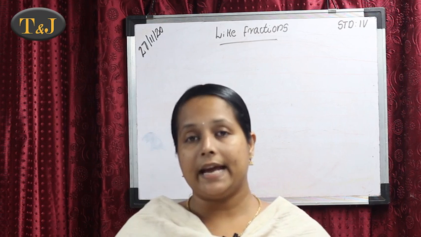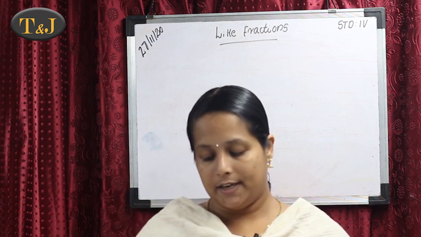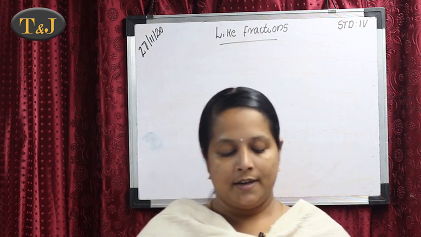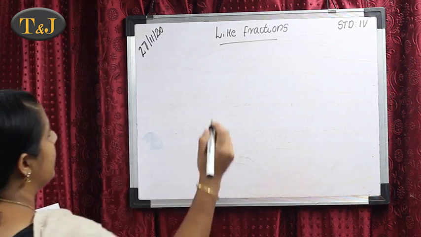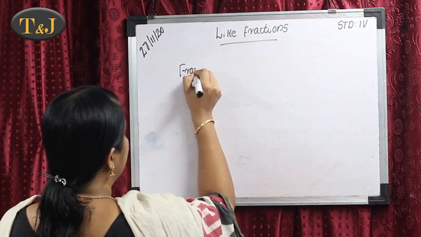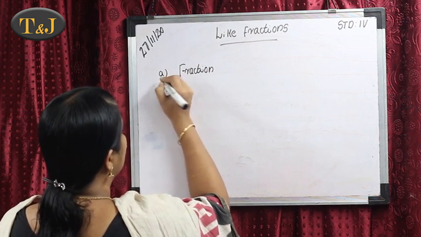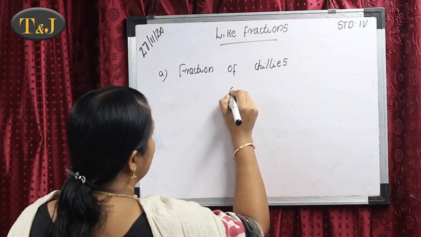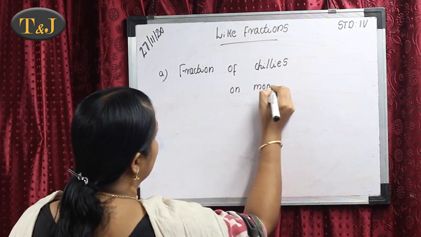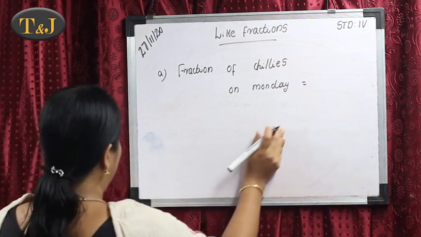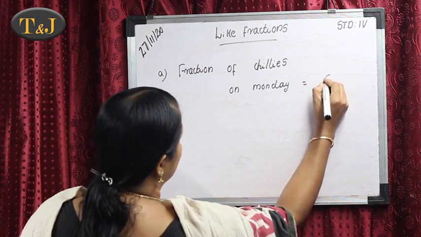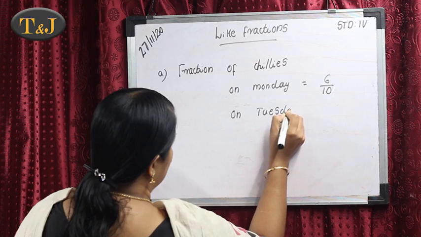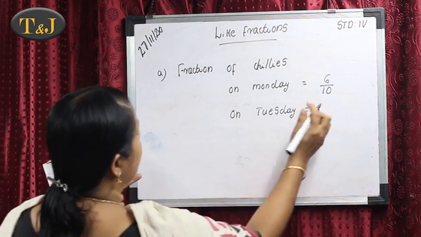On Monday, she gathered the chilies as 6 by 10. On the next day, she gathered 2 by 10. We want to find out the total. Total means we are adding both fractions. So the fraction of chilies on Monday is 6 by 10, and on the next day, that is Tuesday, it is 2 by 10.